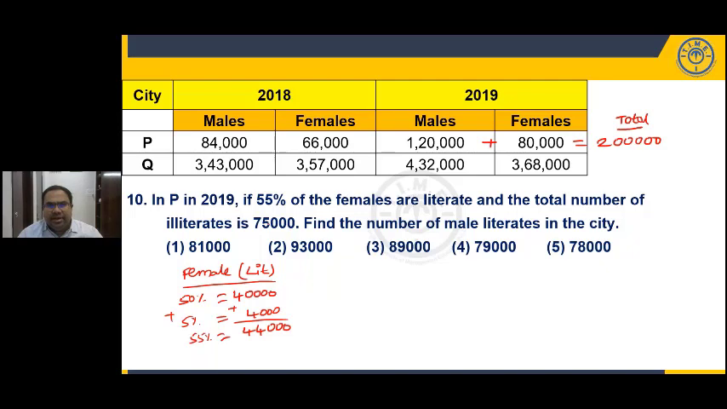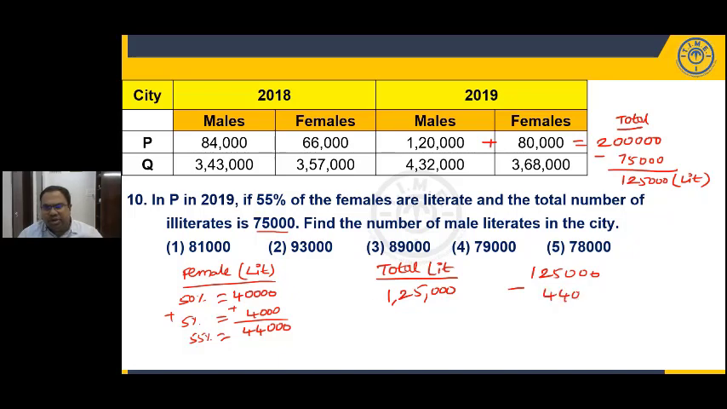Right? Then he has given illiterates, total number of illiterates are 75,000. Subtract out of total, 75,000 are illiterates. So 1,25,000 are literates. Find male literates. Total literates 1,25,000. Out of that, female literates are 44,000. What's the difference? 81,000 are male literates. Choice one.